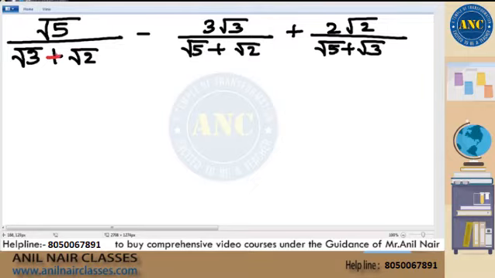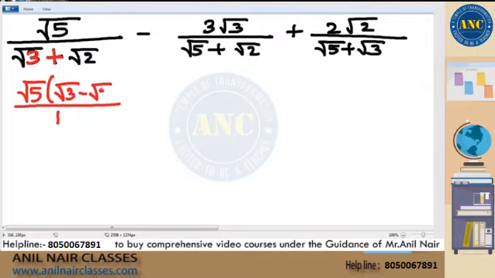I should multiply and divide by root 3 minus root 2. If I multiply and divide by root 3 minus root 2, root 3 plus root 2 into root 3 minus root 2, I am explaining for one of the denominators. A square minus b square is root 3 whole square, which is 3, minus root 2 whole square, which is 2. 3 minus 2 is 1. So numerator is root 5 into root 3 minus root 2. Try to do all these things very fast.